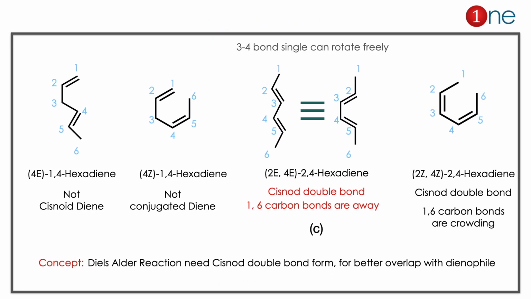Here if you draw the structures nicely, 4E and 4Z are not at all conjugated, they won't undergo the reaction. If you look at C and D, both can be conjugated dienes, but if you redraw nicely, C will have the s-cis configuration. D is there, but the 1,6 carbons are clashing due to the steric effect. So C here is the only possible answer.